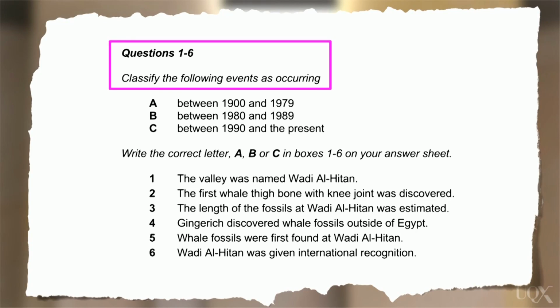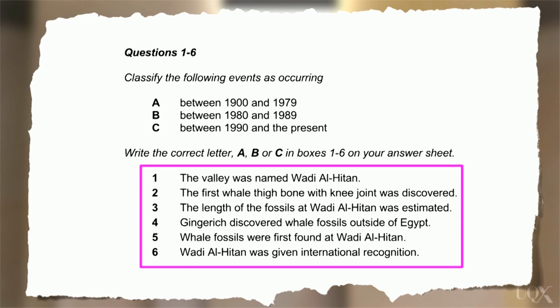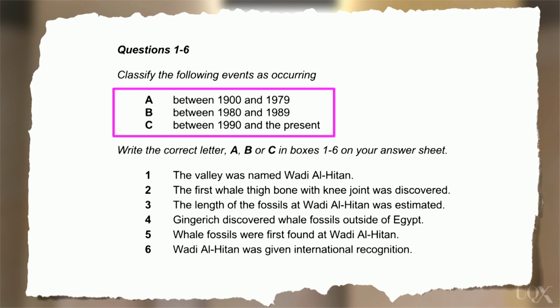Always be sure to read the instructions first. Here they are. Classify the following events, listed here as 1 to 6, as occurring at one of the time periods listed here as A, B and C. As you can see, in this task, the 3 categories you've been given are time periods. As you read through the text, you need to work out during which time period each event occurred.